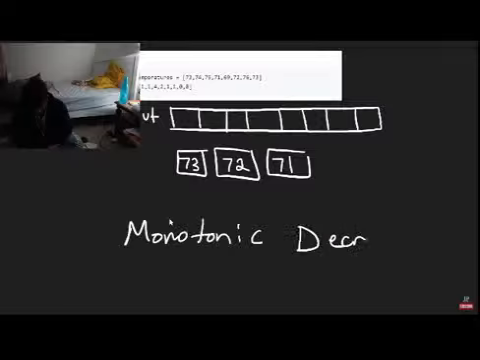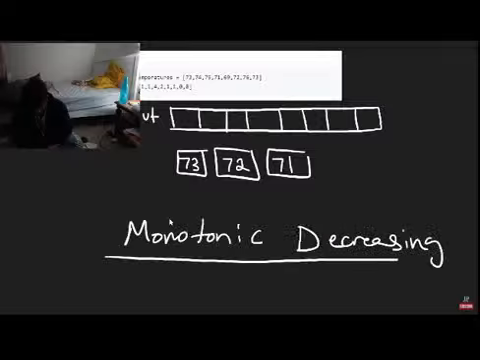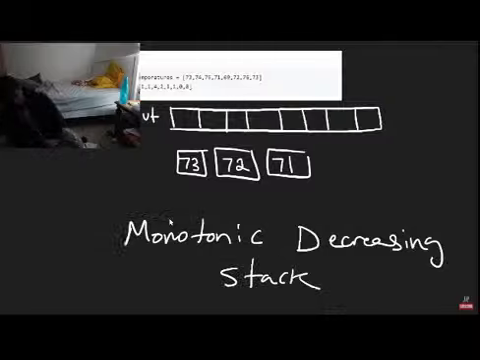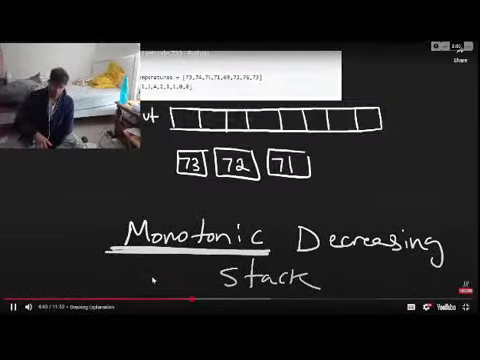What are we noticing about our stack? It's going to be in monotonic decreasing order, right? This is a type of stack problem that I've solved on this channel a couple times, but this is more of a beginner-friendly monotonic decreasing stack problem. What this means is that our stack is going to be in decreasing order. That's what monotonic means. It's always in decreasing order.